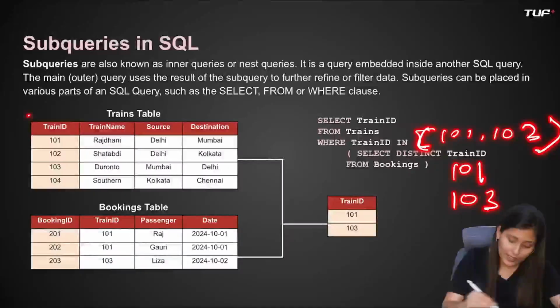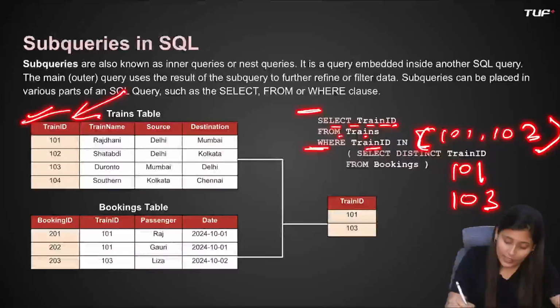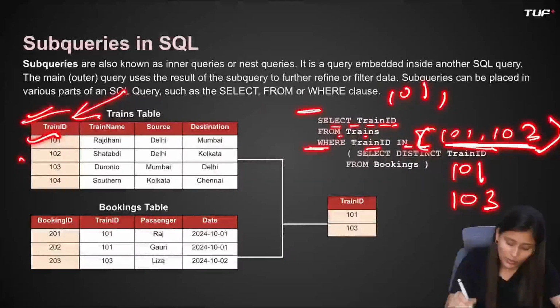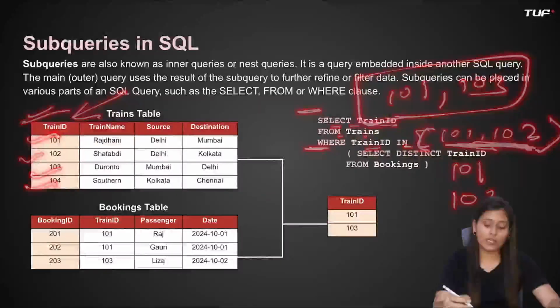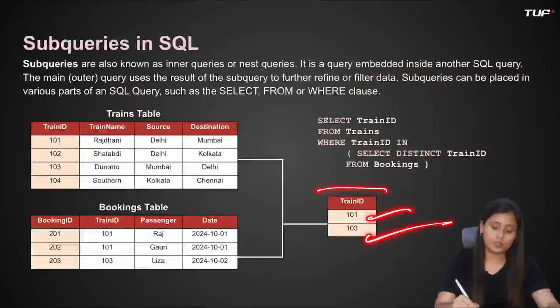So according to the first query, we have to select all the train IDs from the trains table whose train ID exists in this result. 101 is in this, yes, so you will select 101. Then 102 is in this, no. 103, yes. 104 is there in this, no. So the output will be 101 and 103, right? So this is the output.